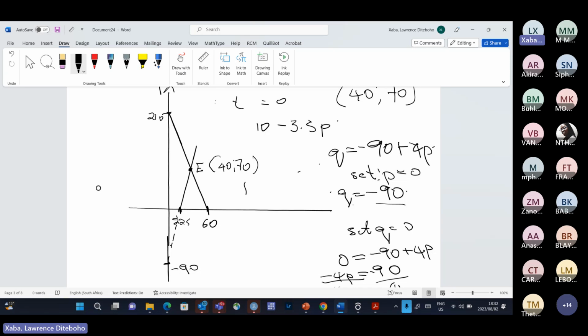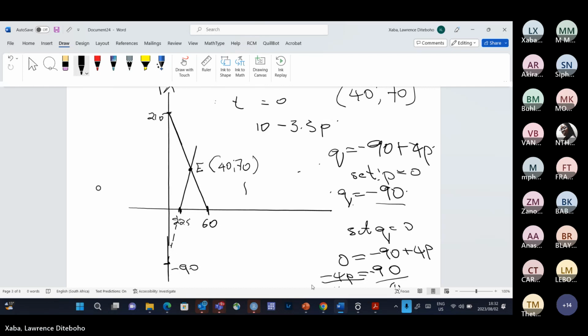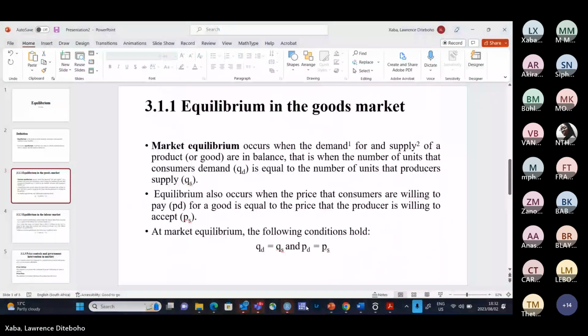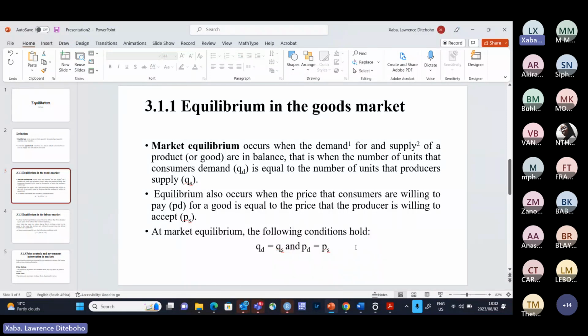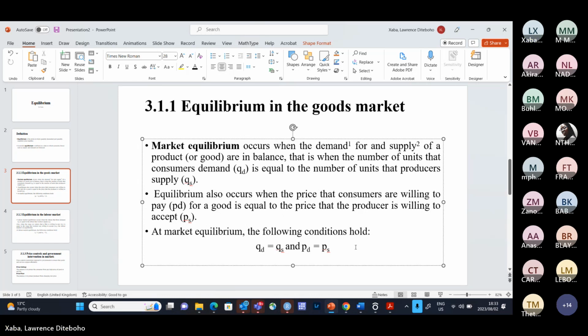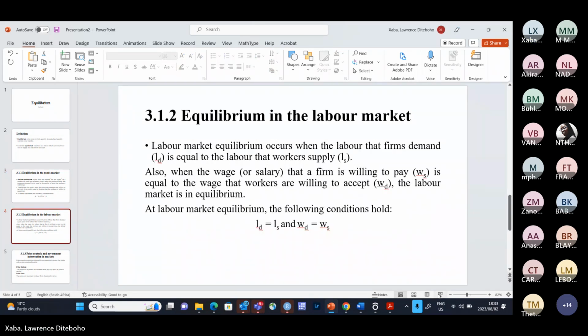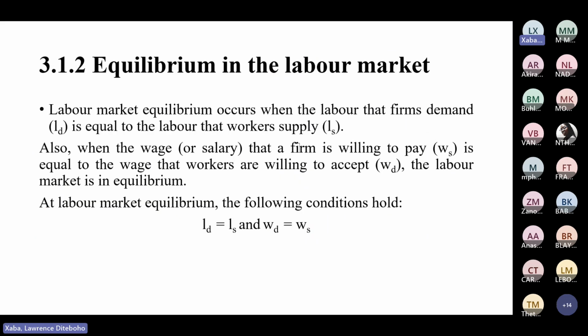Let's move on. We spoke about market equilibrium, and now we are moving to the labor market. The labor market is not that much different compared to what we have done.